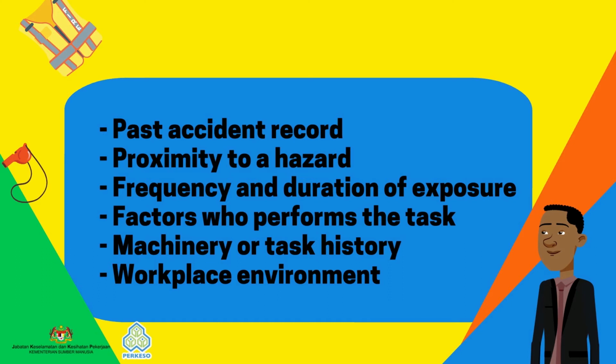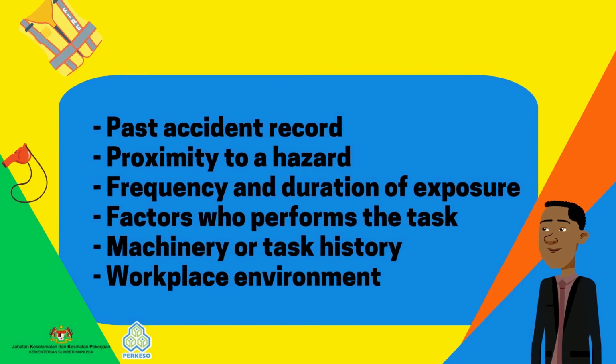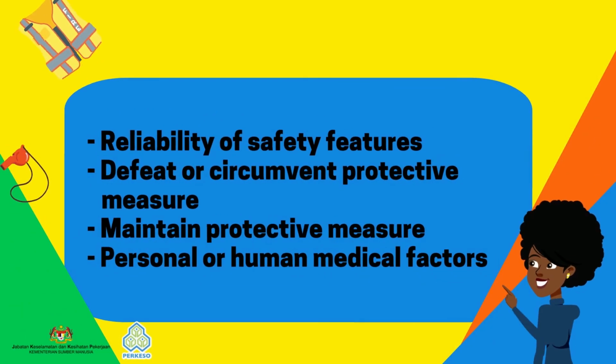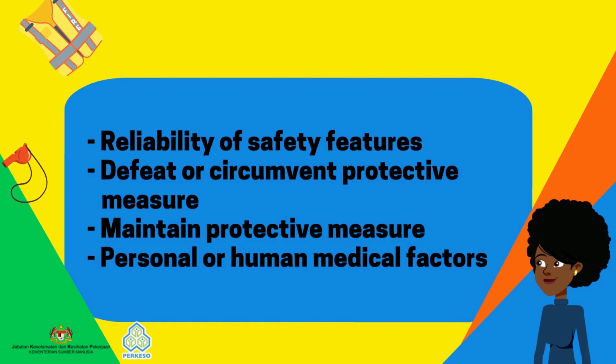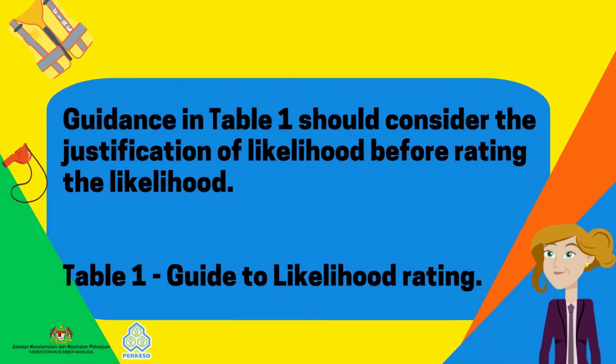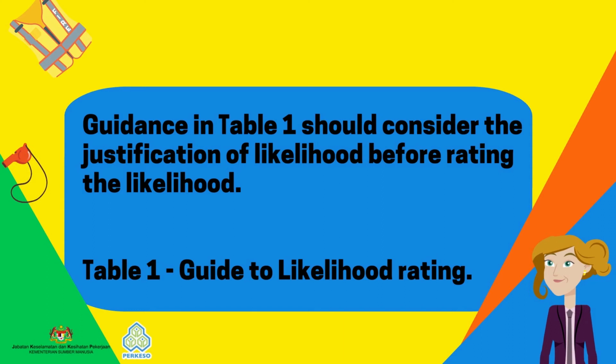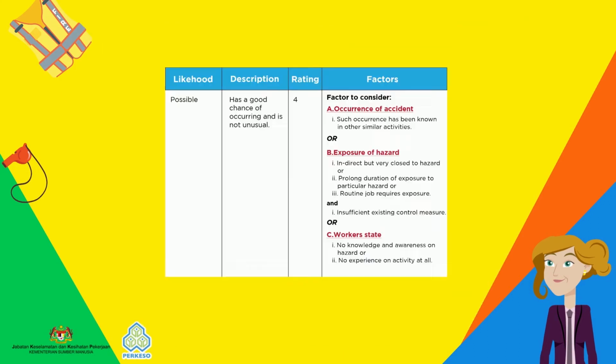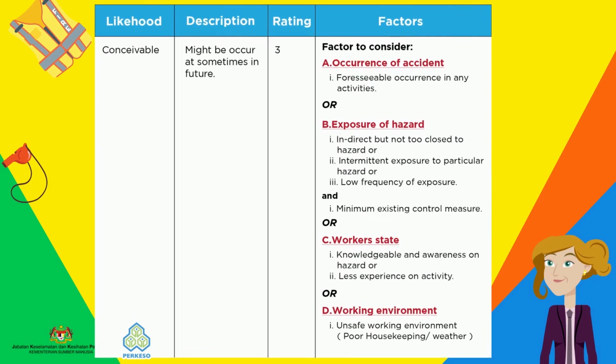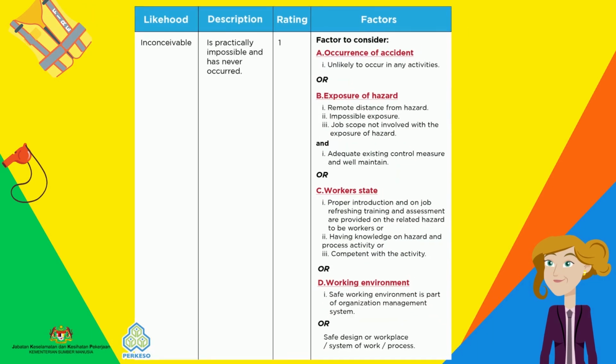personal/human factors of who performs the task, machinery or task history, workplace environment, reliability of safety features, possibility to defeat or circumvent protective measures, or ability to maintain protective measures, personal or human medical factors. The guidance given in Table 1 should be used to consider the justification of likelihood before rating the likelihood. Table 1, Guide to Likelihood Rating. It consists of columns of likelihood, description, rating, and factors.